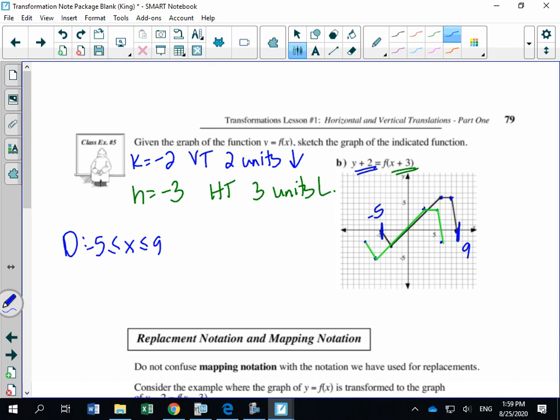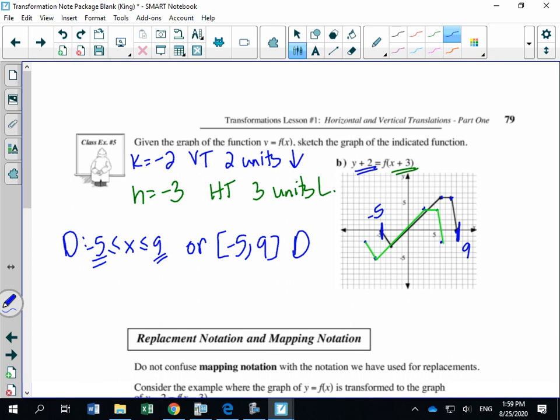On tests, though, and on your diploma and on your unit exam, they will rarely want anything in set notation. They will want this written in interval notation. So what this domain really is: the smallest x value is -5, and the biggest x value is 9. So that is the domain of my original graph.